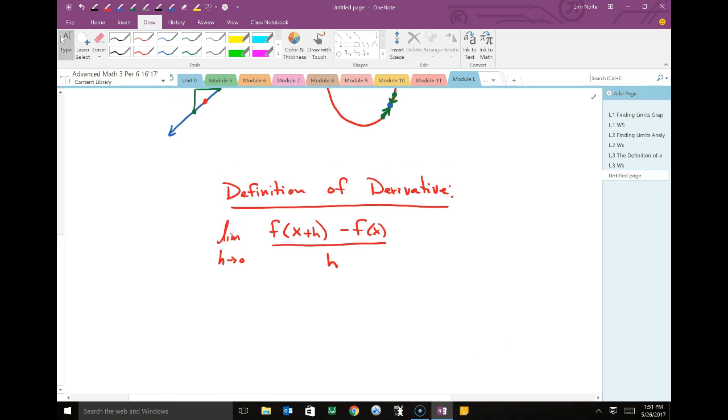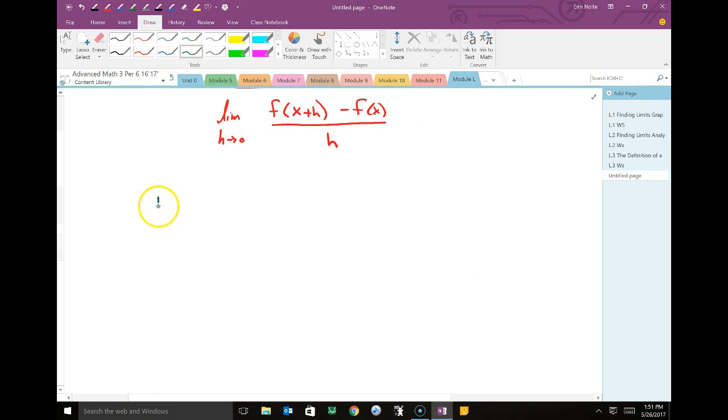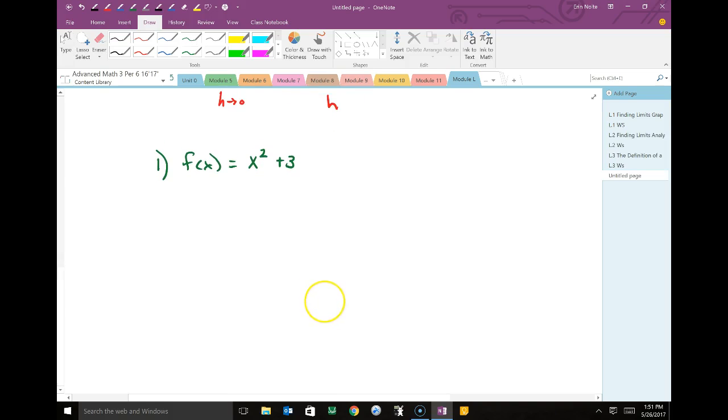Okay, so let's find the derivative of an example, like some quadratic piece. I'm going to use the function, let's say, x squared plus 3. So we are going to find the derivative of x squared plus 3 by using the difference quotient.